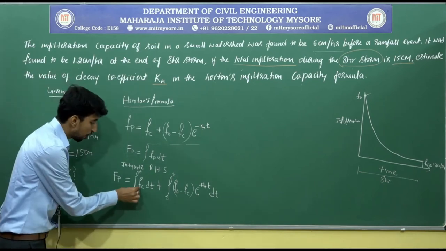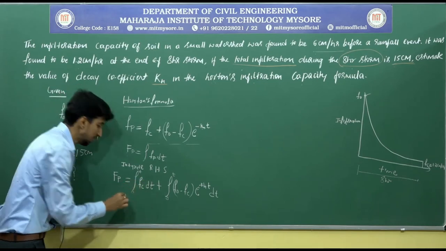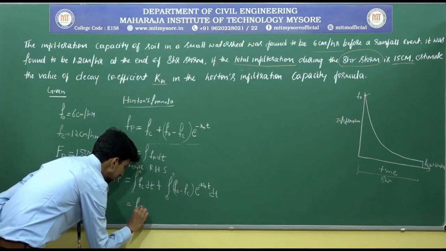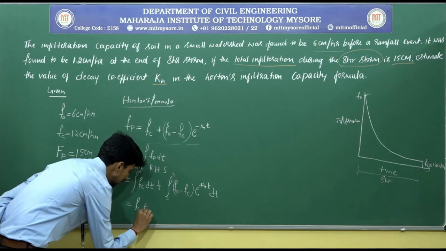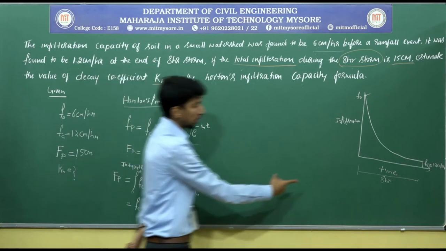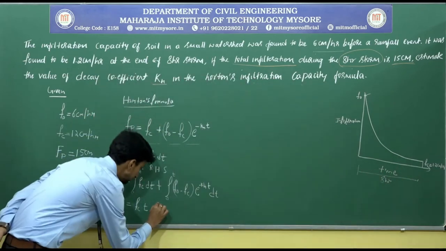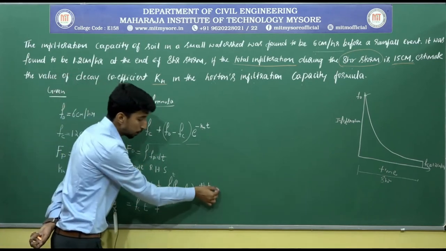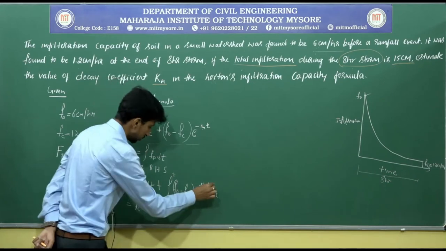Now integration of Fc dt is Fc into time. Here the t is 8 hour storm. Plus, what will happen? Here we need to integrate with respect to e power minus kh into t.